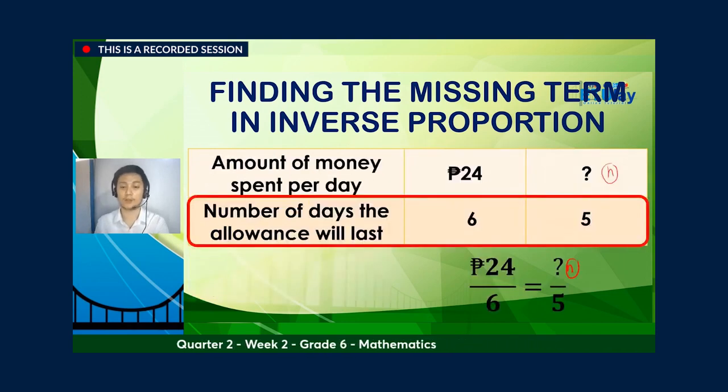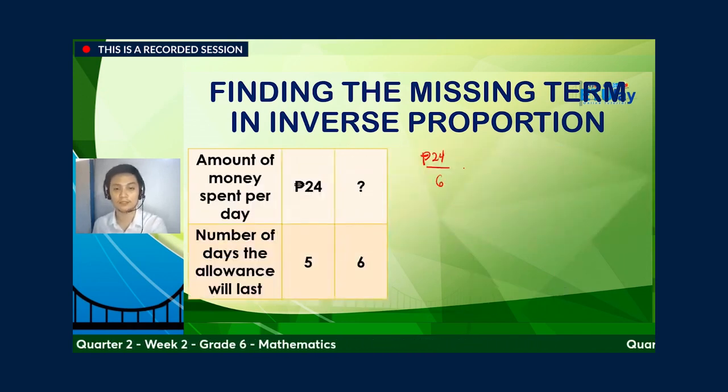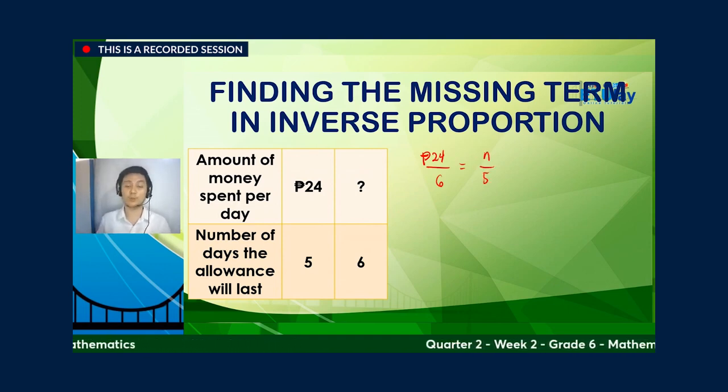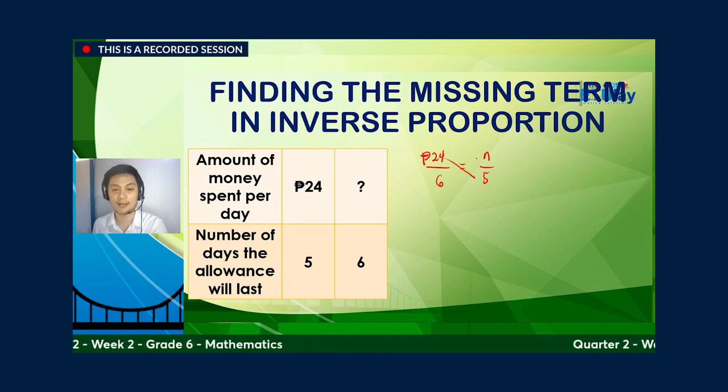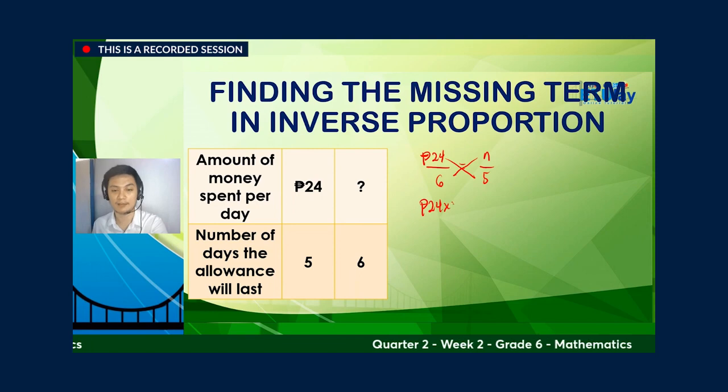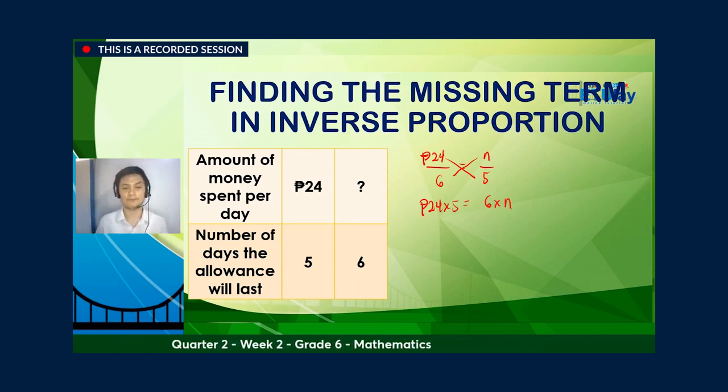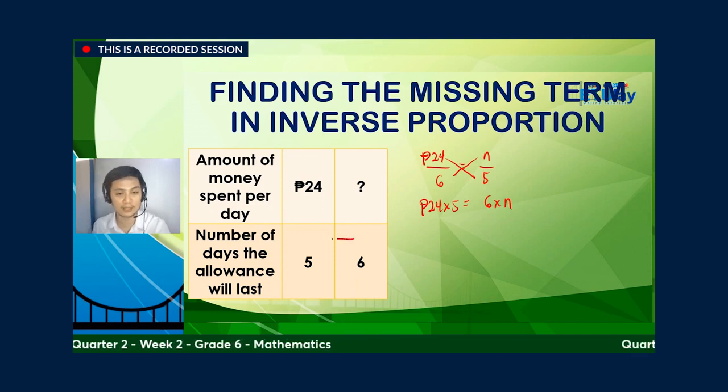Ano nga yun? 24 to 6 equals n to 5. So dahil ito na yung ating proportion, we can already apply cross-product property kagaya ng ating ginawa kanina sa direct proportion. So we have 24 times 5 equals 6 times n. Okay? So again, nag-switch tayo ng place ng 5 at saka ng 6.